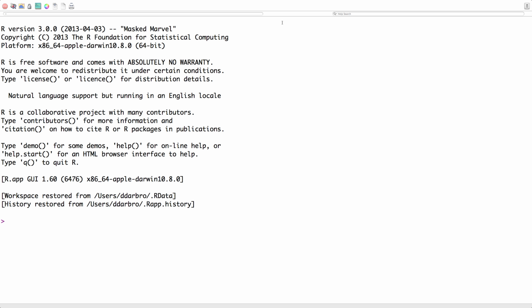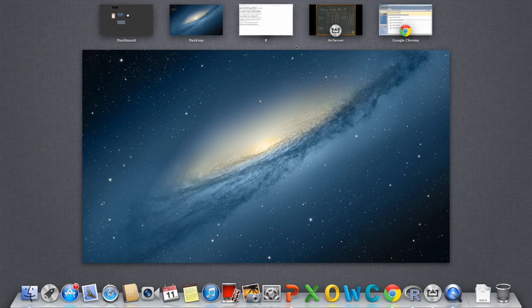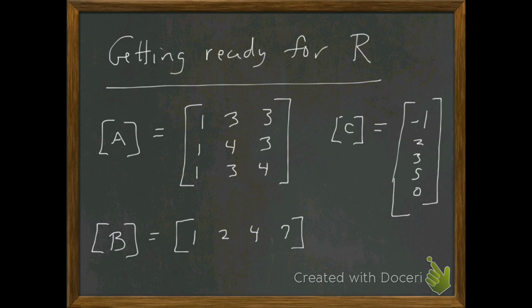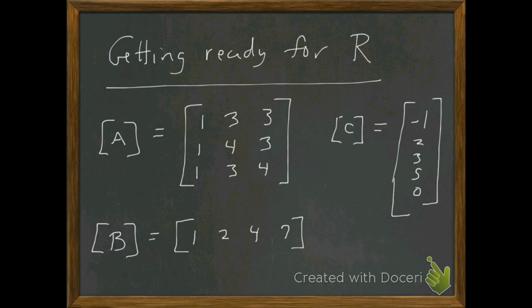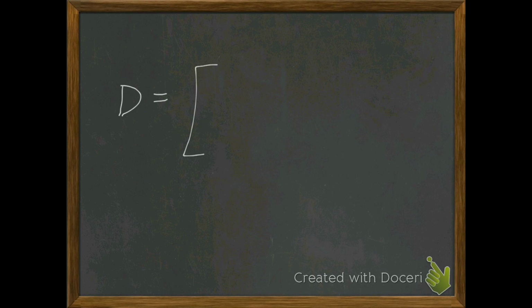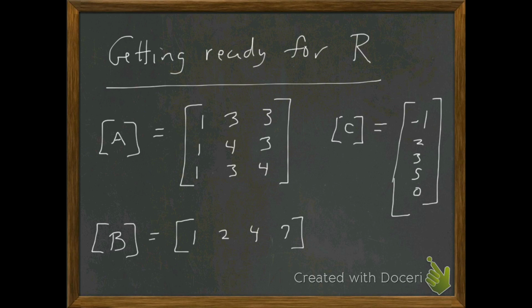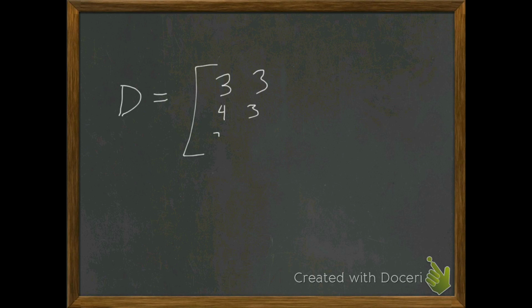So if I want to create matrix A, which is a 3x3, what I want to start out with is, let's assume that I forget the ones. Let's say I'm working with the matrix 3, 3, 4, 3, 3, 4. I don't want any misunderstanding here. Let's say, and I'm just going to call this matrix D, that I get sloppy and I get 3, 3, 4, 3, 3, 4. Which is okay, right?